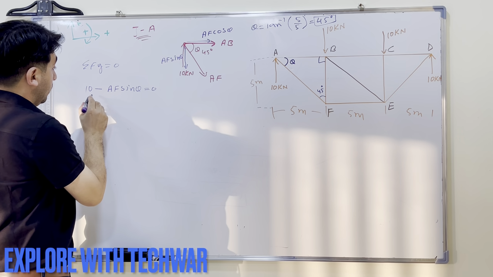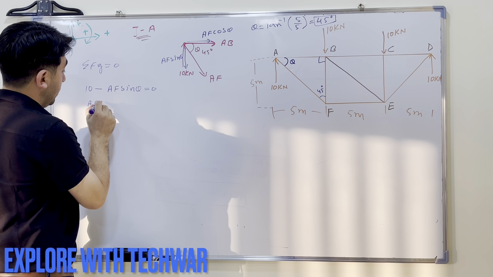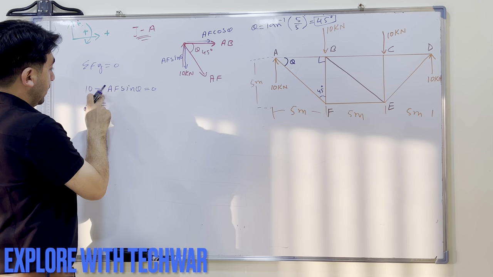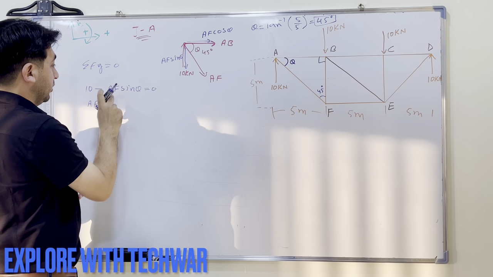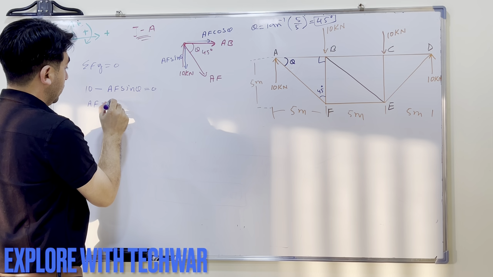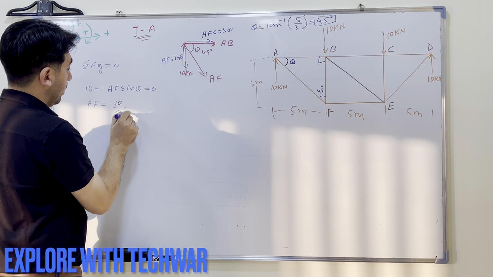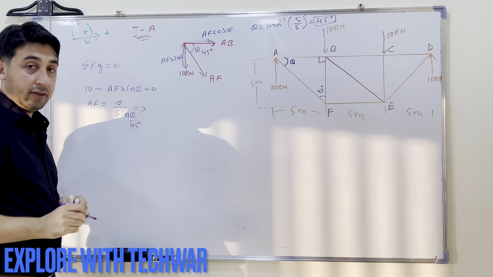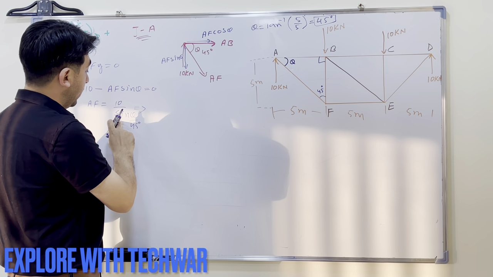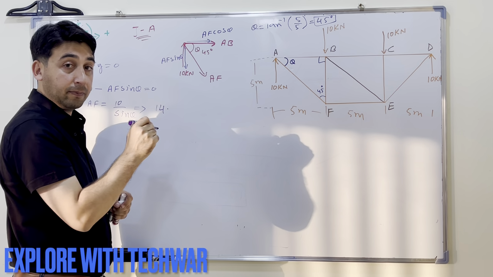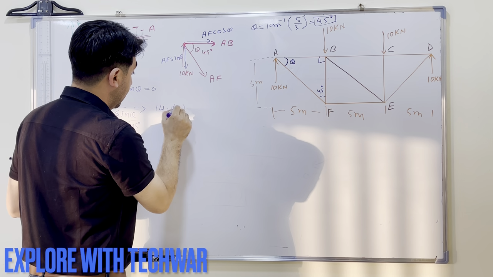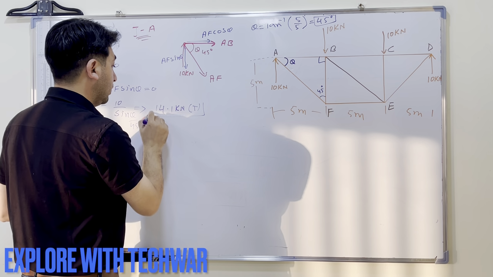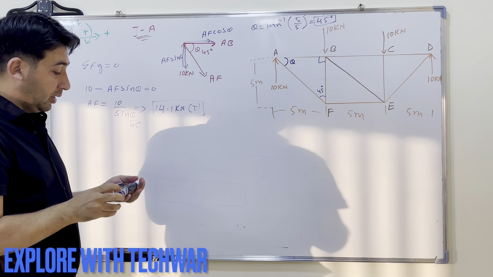So AF from here will be equal to 10 divided by sin theta. Theta is 45 degrees, so AF is 10 divided by sin 45, which is 14.1 kN. And it is in tension, because it is positive. So this is how I found AF.